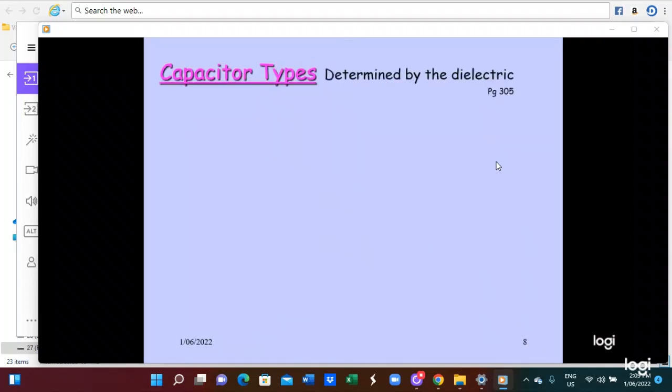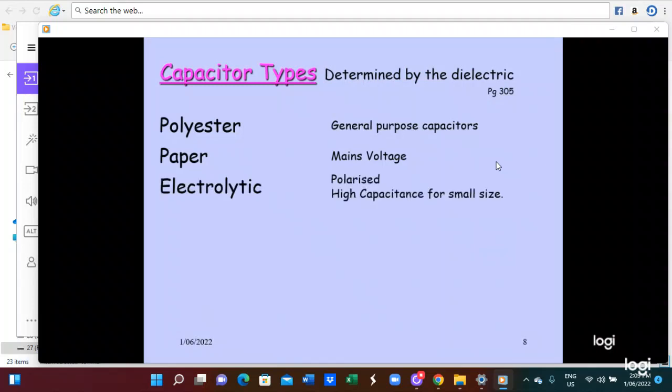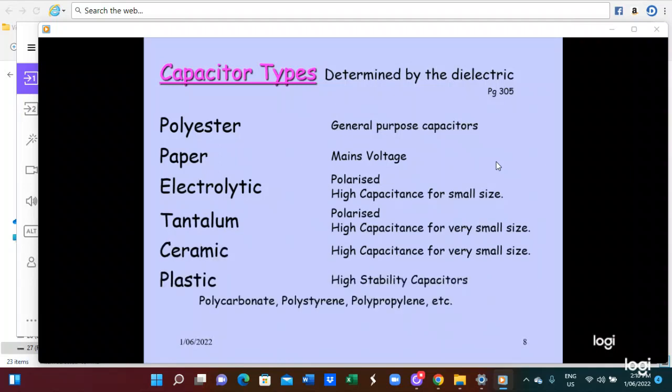Polyester is a general purpose capacitor. Paper capacitor is for mains voltage. And electrolytic is a polarized, high capacitance for small size. Tantalum is a polarized, high capacitance for very small size. And ceramic, plastic, these are also kinds of capacitors. Air capacitor is low capacitance and variable.